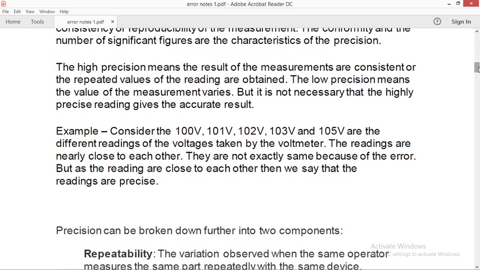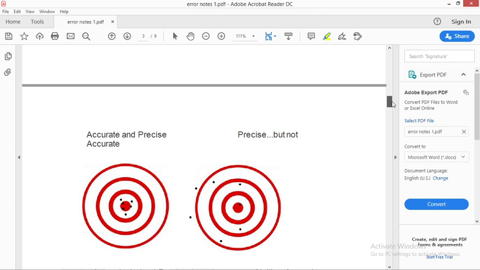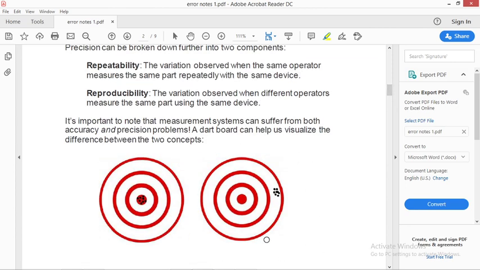So going back to what we talked about, if we are getting high precision, it is not necessary that a highly precise reading gives the accurate result. This can be proved by this dartboard. The precision is very high over here because all the black dots are very close to each other, but none of them are accurate. We needed them all to fall in the middle circle. So that point is proved.